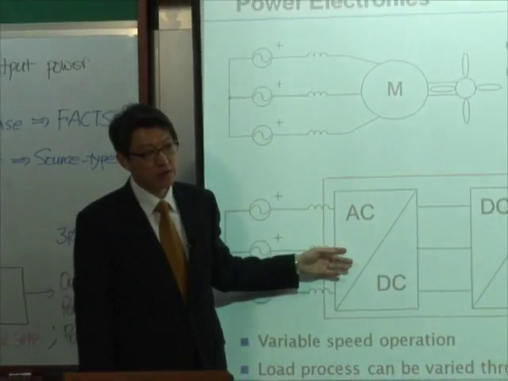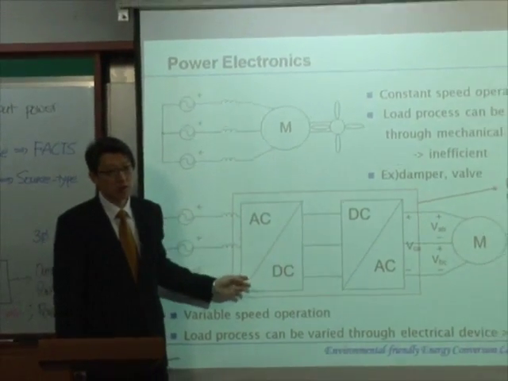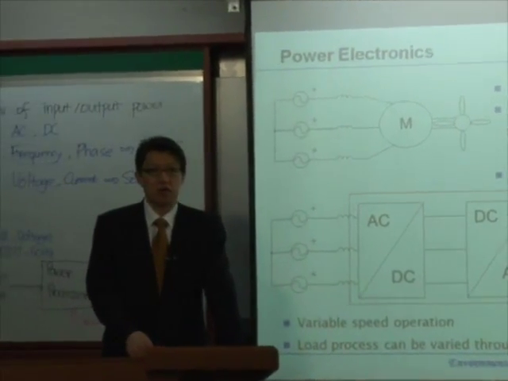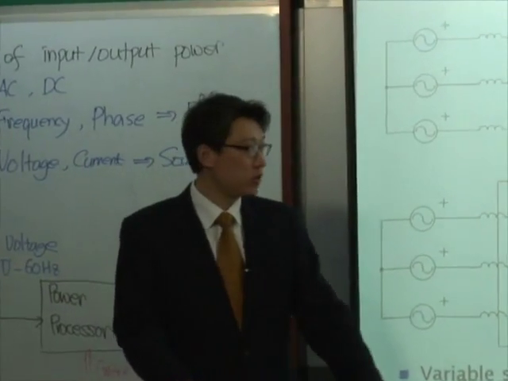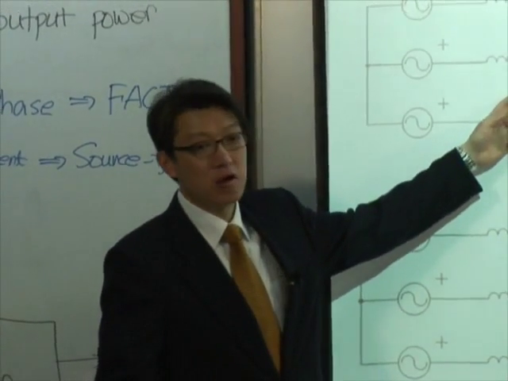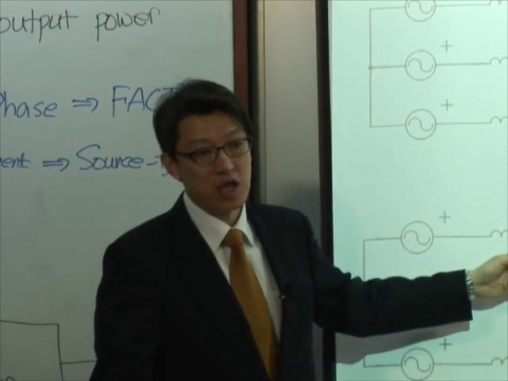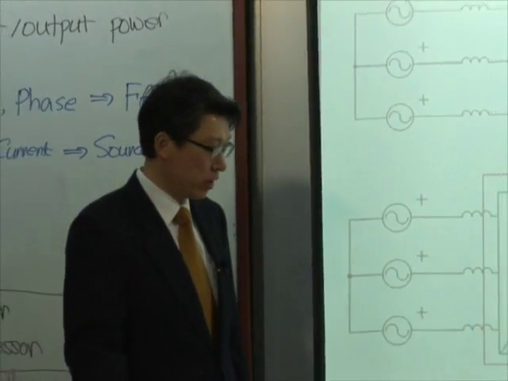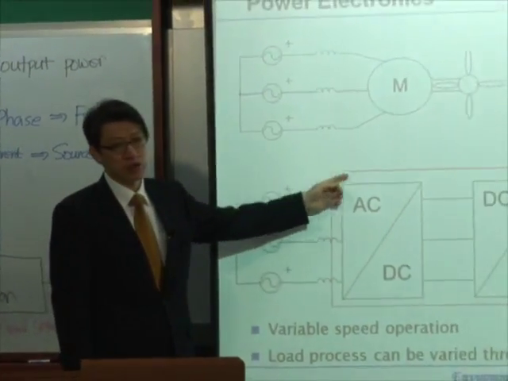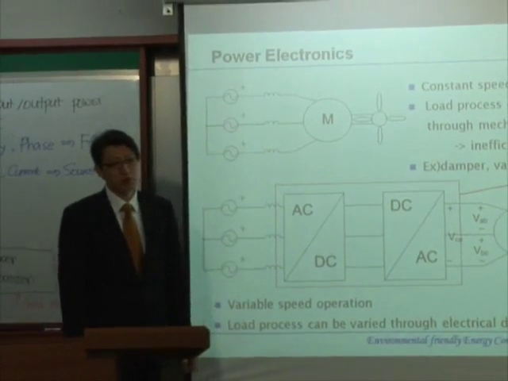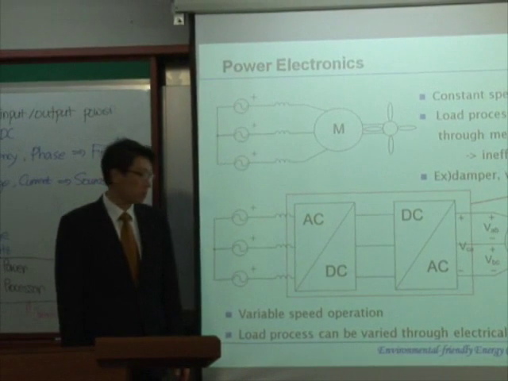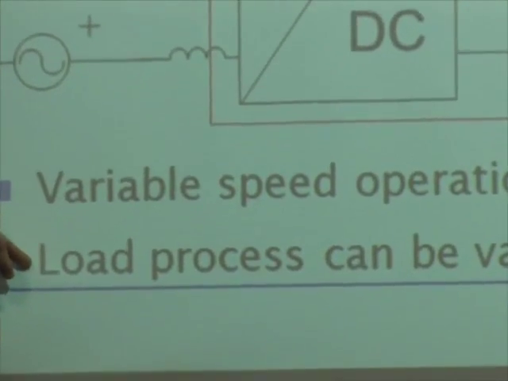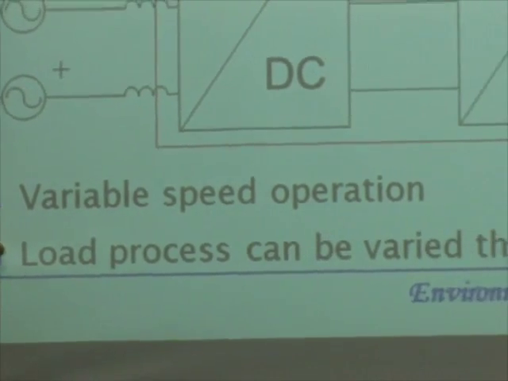Do you know how much the efficiency is of the inverter? So around 97%. It's a lot higher than the mechanical system. Think about this, 97% compared to this, or 40 or 50. It's a huge saving of amount of electric power. So that's why now these days people will install this inverter system to replace this classical motor drive system. Okay? So variable speed operation of the motor and load process can be varied through electrical device. So this is very efficient.